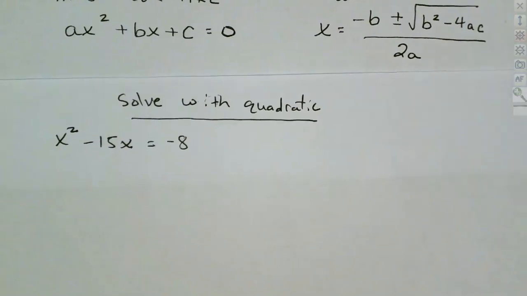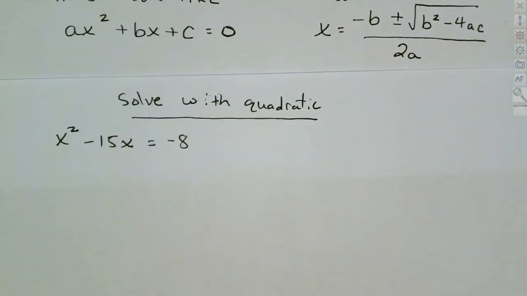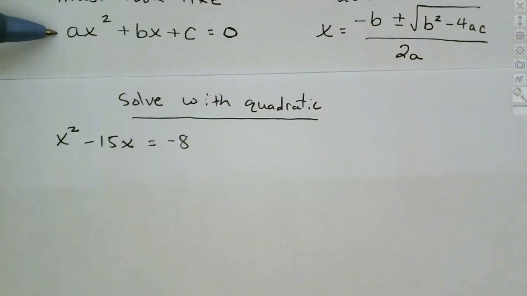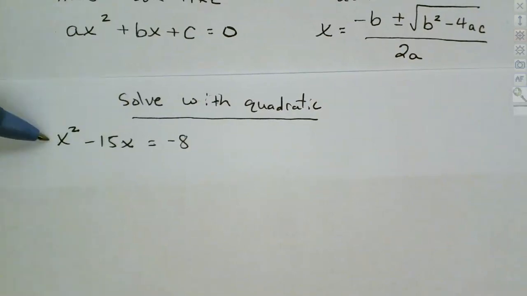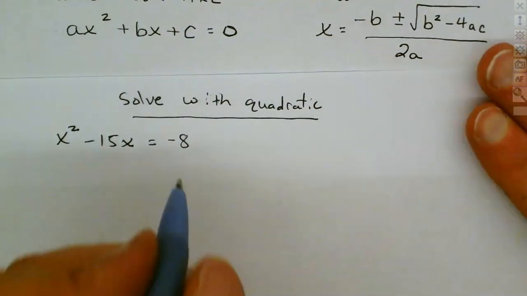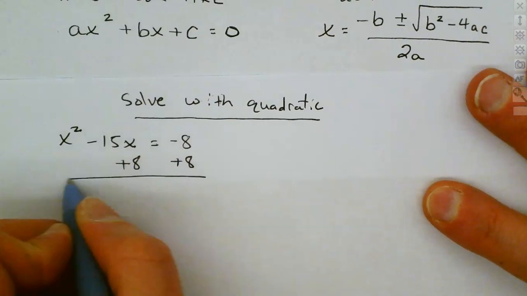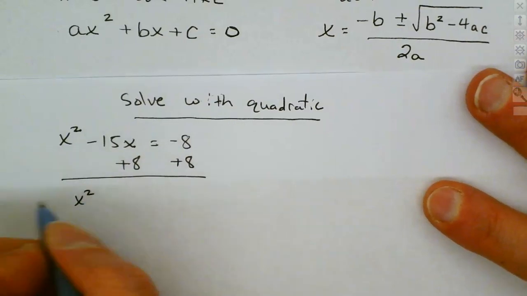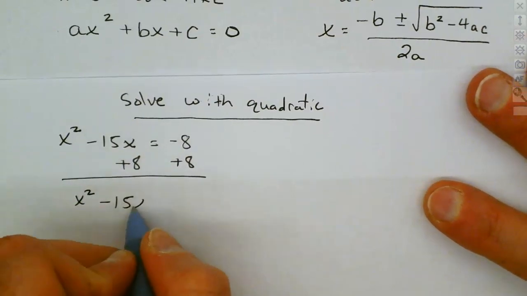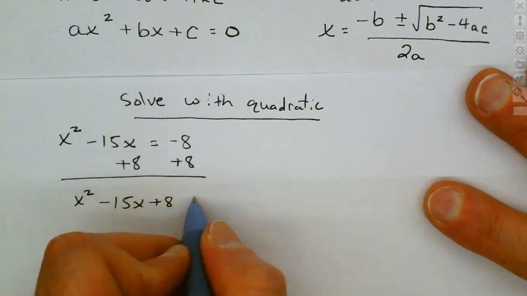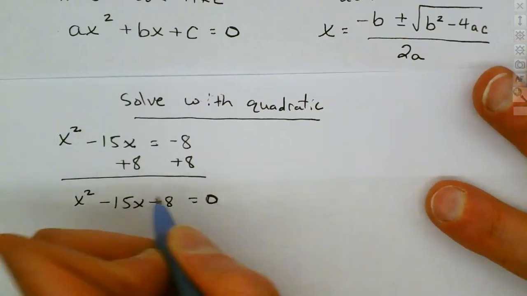Okay, so first thing we need to do with the quadratic formula is it needs to look like this. So, does ours look like that quite yet? No. What do we need to do? Yep, set it to 0. Always, always set it to 0 first. So now it's set to 0.